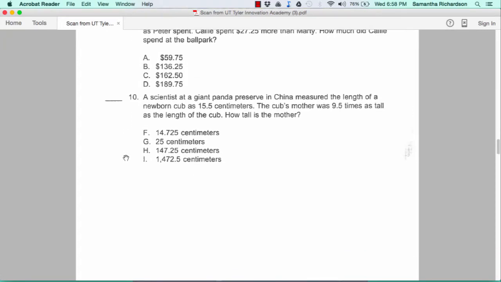Number 10. A scientist at a giant panda preserve in China measured the length of a newborn cub as 15.5 centimeters. The cub's mother was 9.5 times as tall as the length of the cub. How tall is the mother? F, 14.725 centimeters, G, 25 centimeters, H, 147.25 centimeters, I, 1,472.5 centimeters.